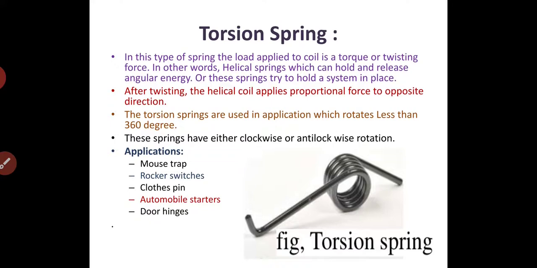So these are in the mouse trap. You may have rocker switches in your house, and clothes pins which you use to hang clothes in the open on the wire. You hold the cloth in position by a pin which has a catch pin, and that has such type of springs. Automobile starters and door hinges also use such type of springs.